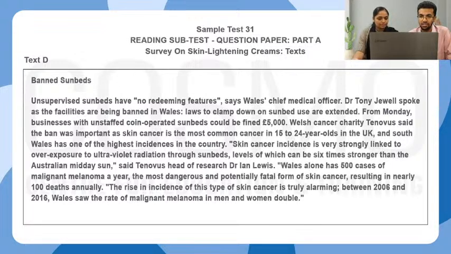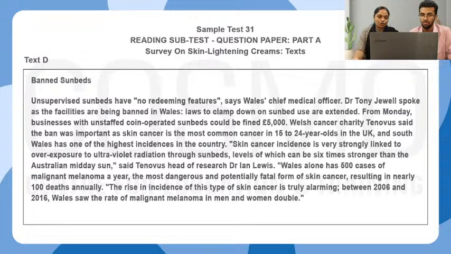Wales alone has 500 cases of malignant melanoma a year, the most dangerous and potentially fatal skin cancer, resulting in nearly 100 deaths annually. The rise in incidence of this type of skin cancer is truly alarming. Okay, so alarming is the synonym of genuinely appalling. Genuinely alarming. Appalling is alarming. Yes, Jyotis, you got it right.